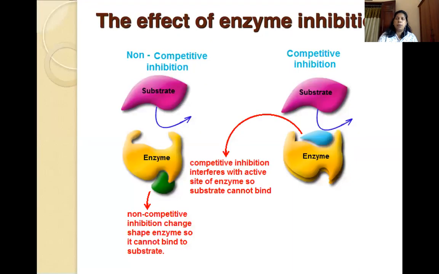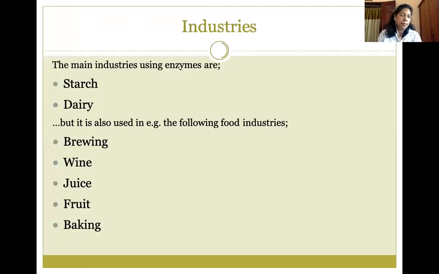Then I think up to now you are very clear about what an enzyme is and how enzymes support this reaction. So when we talk about the industries, the main industries using enzymes are starch modification or starch-based industries, dairy-based industries, brewing, wine, juice, fruit juice preparation, fruit processing industries, and bakery industries. Those are some of them, right? So let's discuss a little bit about these things.